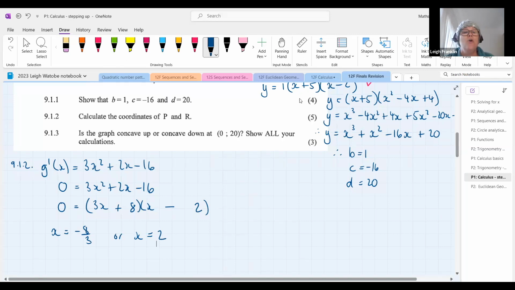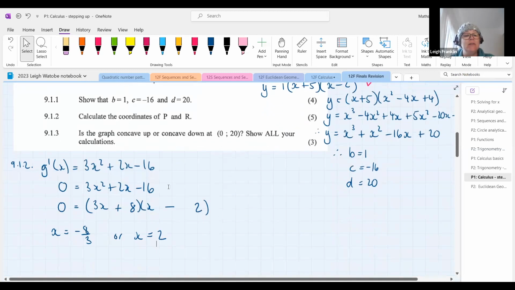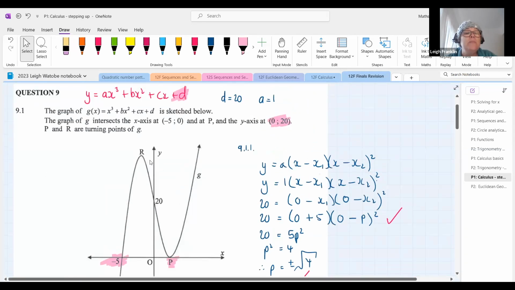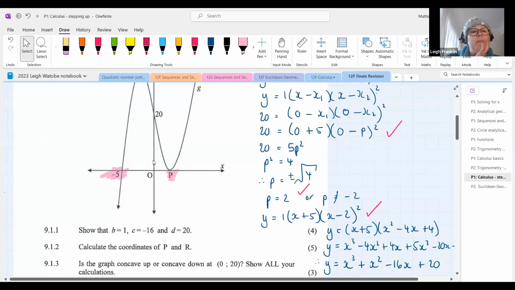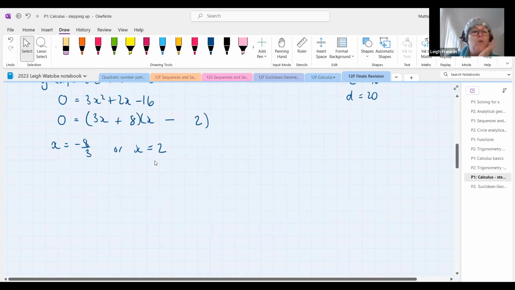Because we know that when a cubic function has its turning point on the x-axis, that point is going to be an x-intercept and it's going to be a turning point. So we knew that one of our answers had to be x is equal to 2. As far as our other answer is concerned, we were expecting a negative x value because R seems to be located in the second quadrant where x would be negative. So our answers make sense in terms of what we know.